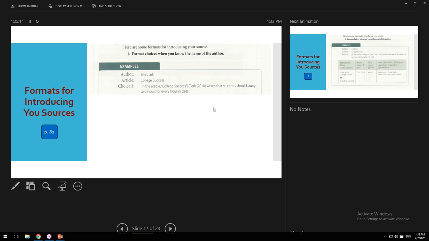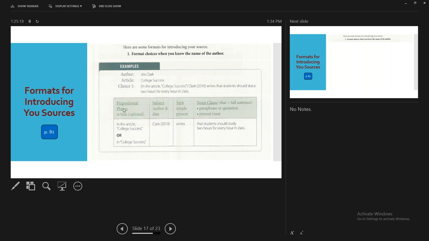Okay, so this is the first one, and again, as you can see here, we have the structure, a prepositional phrase, like in the article. And remember, we said the title is optional, but if you think it's important, it's okay. Here, with a different structure, you can say in College Success directly, the title of the article. And notice that if you use the name as part of the prepositional phrase, you need a comma before the quotation mark, inside the quotation mark, okay? And then Clark 2010 writes, and here you paraphrase your evidence.